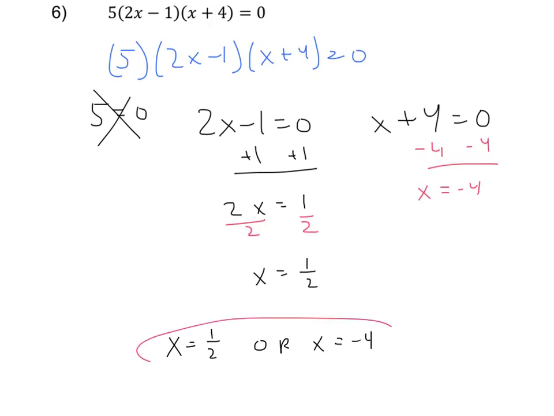Right? And lastly, I just want to double check. Does that make sense for the 1/2 and negative 4 to be my answers? Well, let's think about it. If x were 1/2, and I plug it in here, 2 times a half would be 1, and then 1 minus 1 would be 0. So 5 times 0 times whatever this is, 5 times 0 times whatever is 0. That makes sense. How about if x were negative 4? Well, right here, negative 4 plus 4 would be 0, and again, 0 times whatever this is 0. So those make sense. Those are our two solutions.